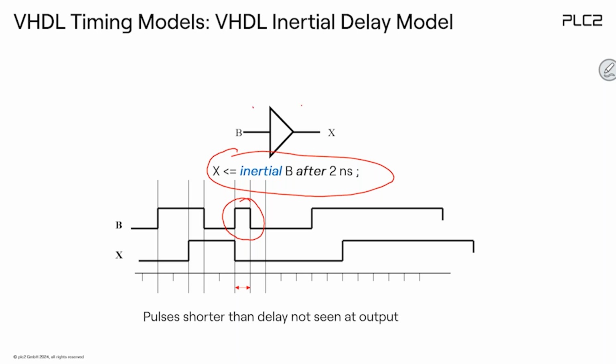Okay, in this case 2 nanoseconds. If this is smaller, then this output will be suppressed. So this means the output will not appear. This is the standard behavior of all silicon components, so this is acceptable. If you would like to model a silicon component, you have to use this inertial delay model.